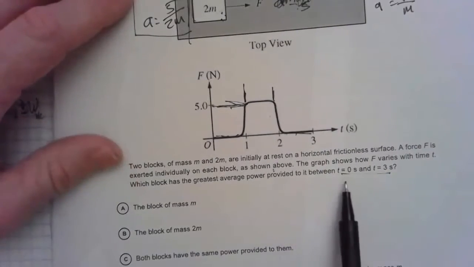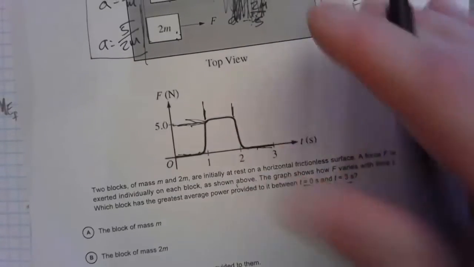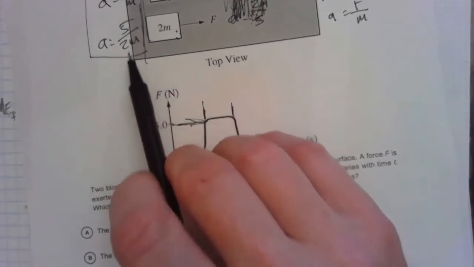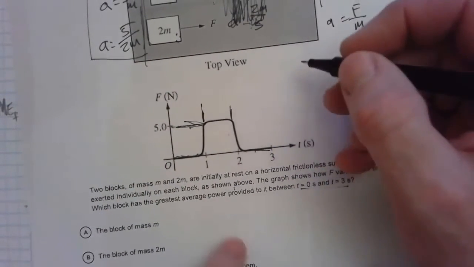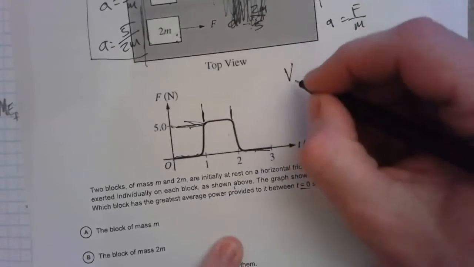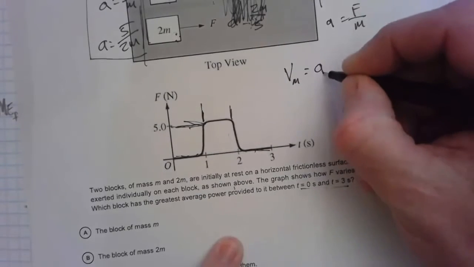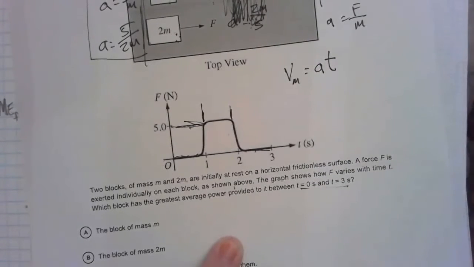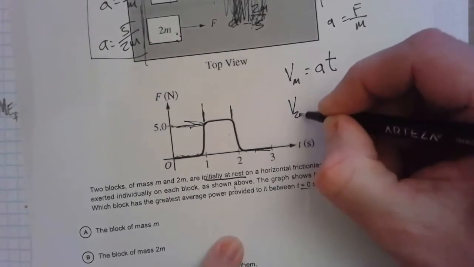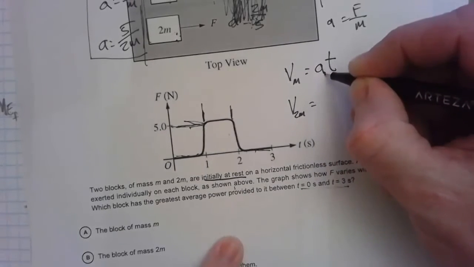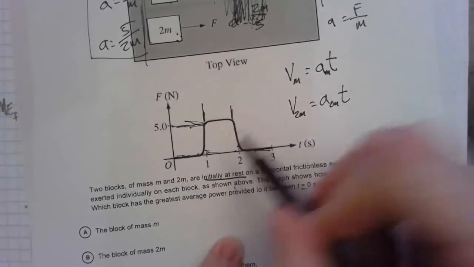So what we need to know is that power is going to be the work done or the change in energy. I need to know how this acceleration affects the change in velocity. The velocity for the single mass after the acceleration is over is going to be its acceleration times time. I think they both started from rest. Yes. The velocity for the 2m one is its acceleration, so I'll call this a_2m, times the same amount of time, 1 second.